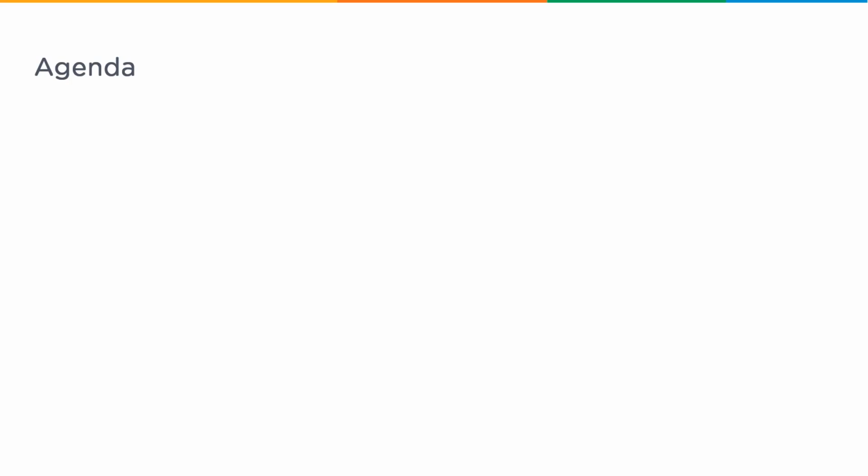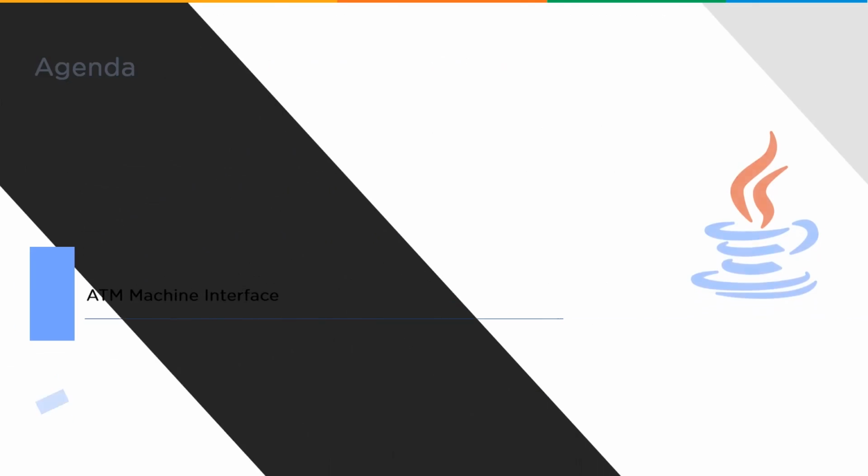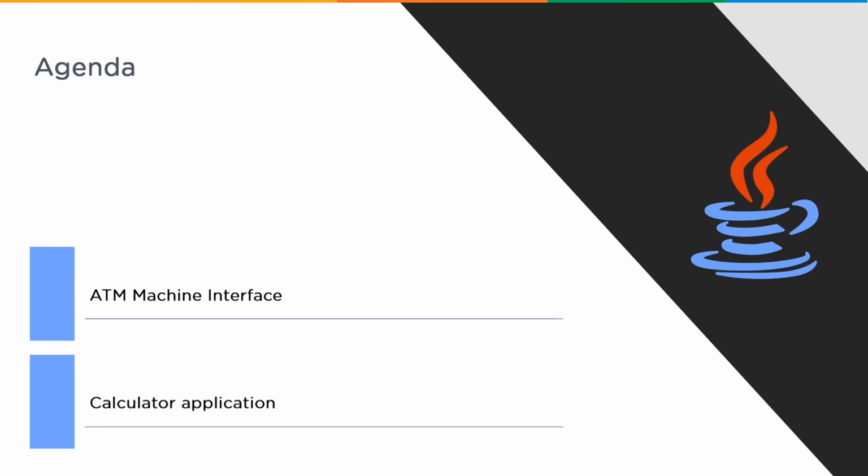Now, let's have a quick look at the agenda for today's discussion. We will be dealing with two projects today, which are the ATM machine and the calculator application, and the source code for these projects is linked in the description box below. You can check it out and try the projects on your own as well. I hope I made myself clear with the agenda.